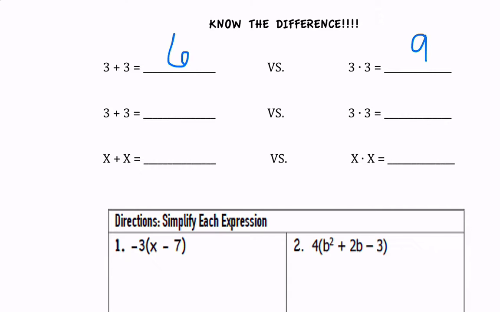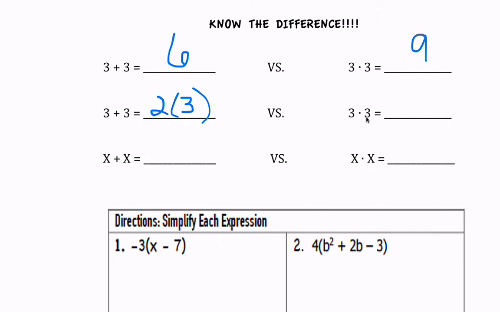Students mix these up all the time, not necessarily with numbers, but when you throw variables in there, they mix it up. So I just want to show you how much of a difference it actually is. 3 plus 3 is 6. 3 times 3 is 9. Another way that we can write 6 is 2 times 3, because we have 2 3's being added together. So multiplication is a quick way of adding.